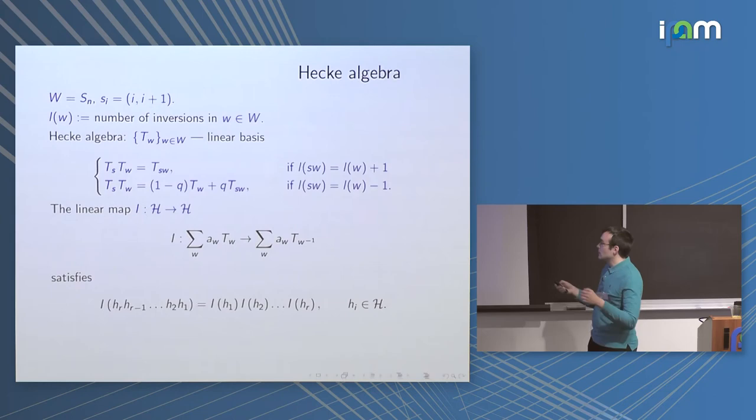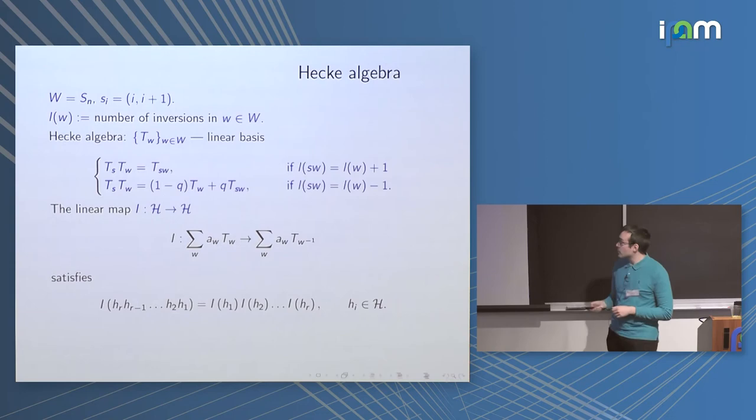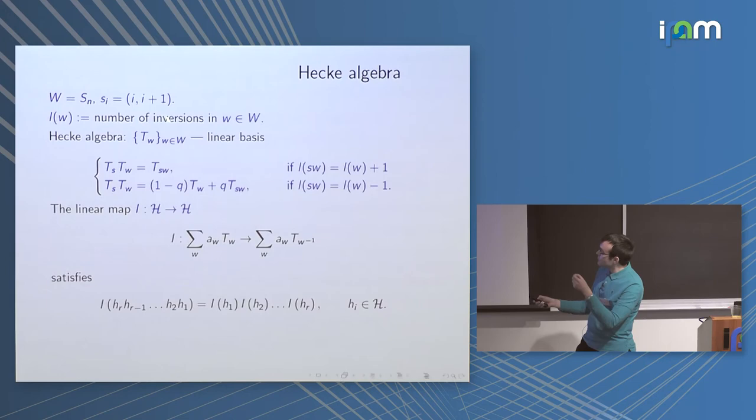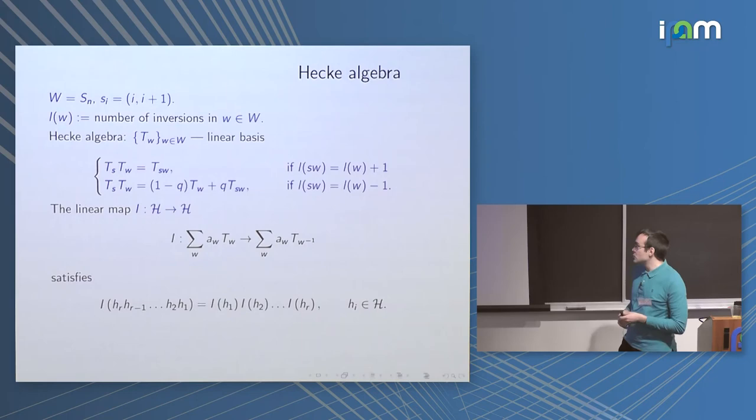So this is a vector space of dimension n factorial. And the multiplication in this algebra satisfies the following rule. When we add one more nearest neighbor transposition, then we either increase the number of inversions or decrease. And the rules of the Hecke algebra fill this, and these are the rules for the multiplication. The non-trivial part of this definition is that these rules indeed define an associative multiplication.